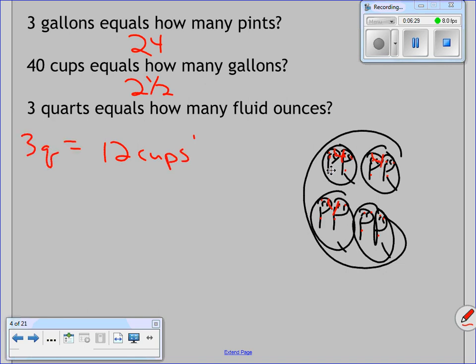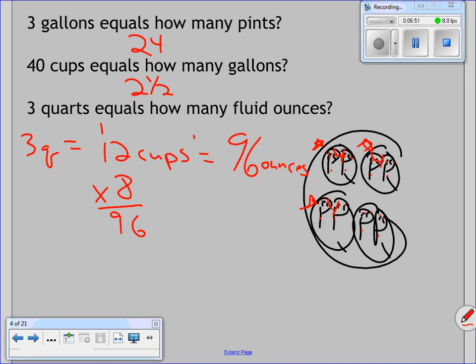Are you following along with me? So I started off with these 3 quarts, and then I counted all the cups in there. So I have 12 cups. If each cup is 8 ounces, that means I'm going to have to multiply this 12 by 8. It has 96 fluid ounces.